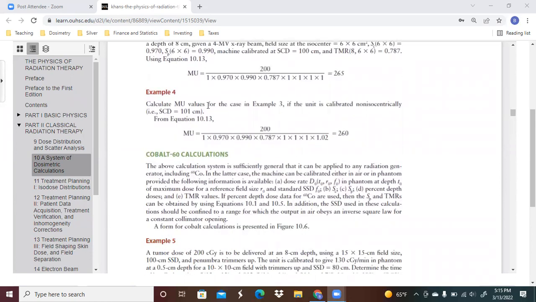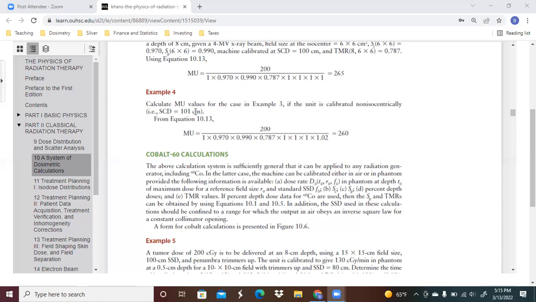Now, for example 4, we're going to calculate MUs for the case as in example 3, if the unit is calibrated non-isocentrically, just to mess with you a little bit, i.e. the SCD is going to be 101. Again, that would be an SSD of 100 plus 1 for the dmax, and that's where the SCD of 101 comes in. Now, since that is the case, and your SPD is still going to remain at 100, all of these factors except for this one are going to remain the same.